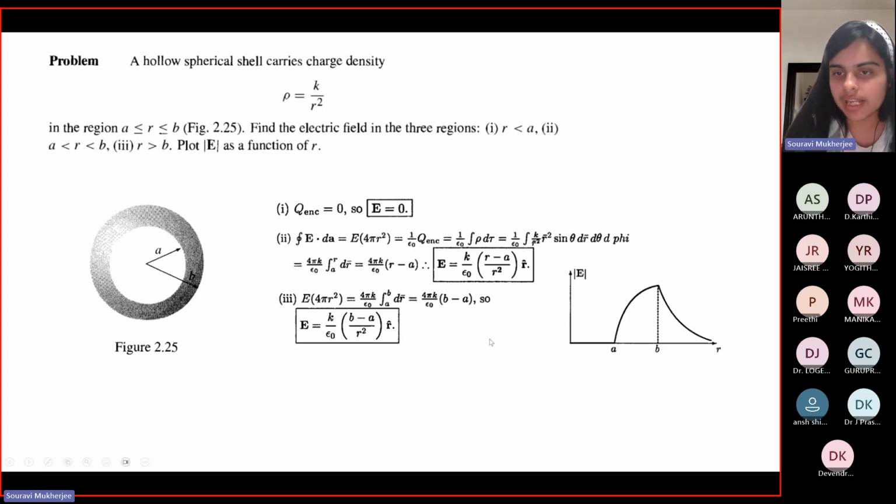So if you plot it, it will have a dependence like this, right? So you can have similar questions where these values are specified. Here it's in terms of some variables, right? A, B, and so now if you have some particular numerical values for A and B, you'll be able to solve, right? Using the same concept.